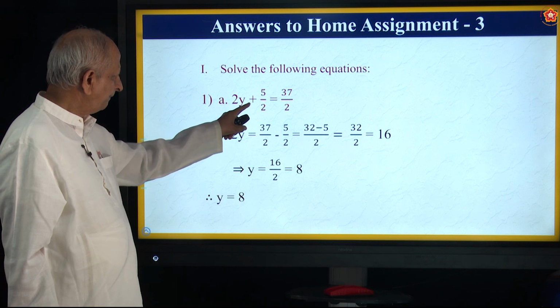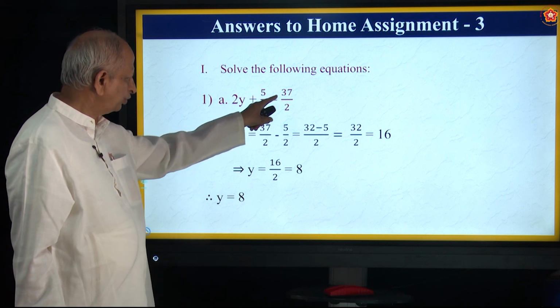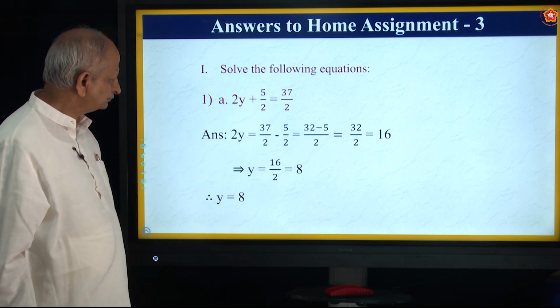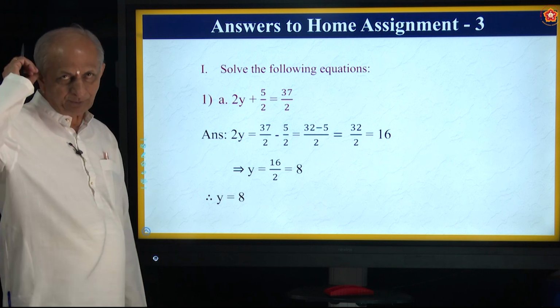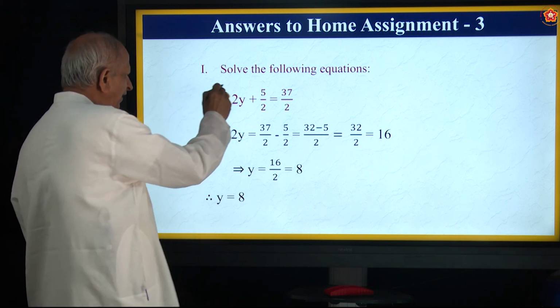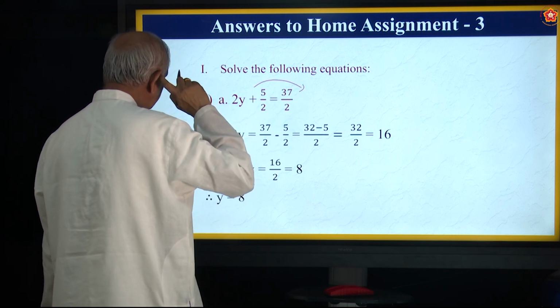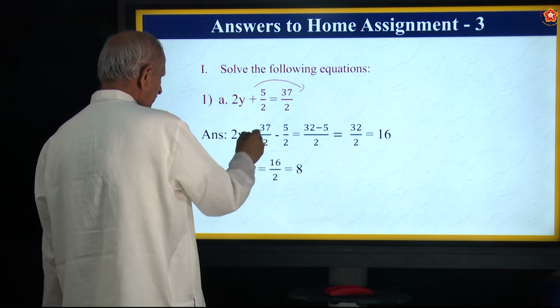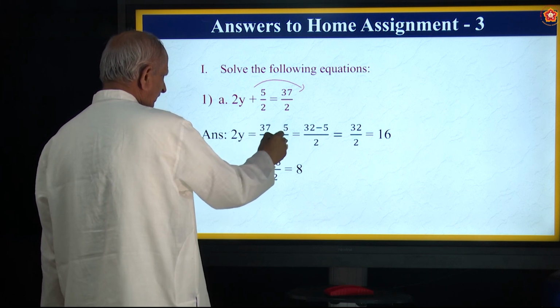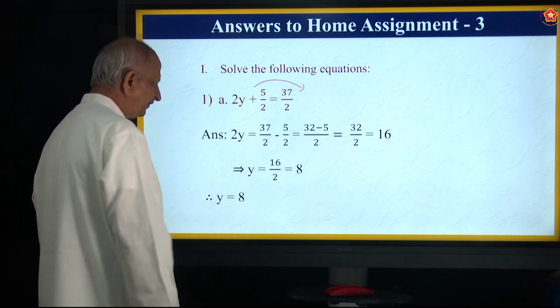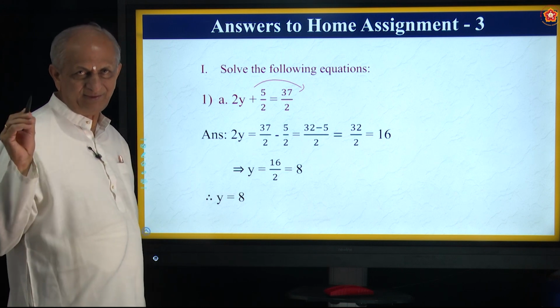2y plus 5 by 2 is equal to 37 by 2. Now you have to transpose. Plus 5 transposed to the right side becomes minus 5. Sorry, 5 by 2. So 37 by 2 minus 5 by 2. How to subtract? Take LCM.